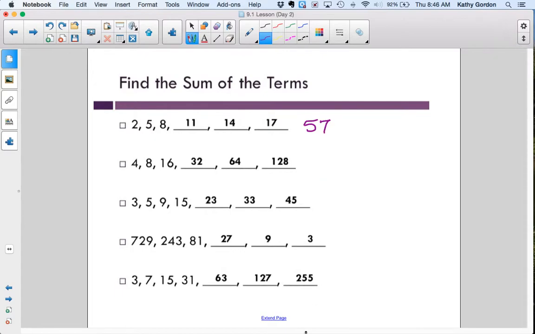All right, second one, 4, 8, 16, 32, 64, 128. So what'd you get? Say again? 252. 3, 5, 9, 15, 23, 33, 45. Charlene, what'd you get? 133.